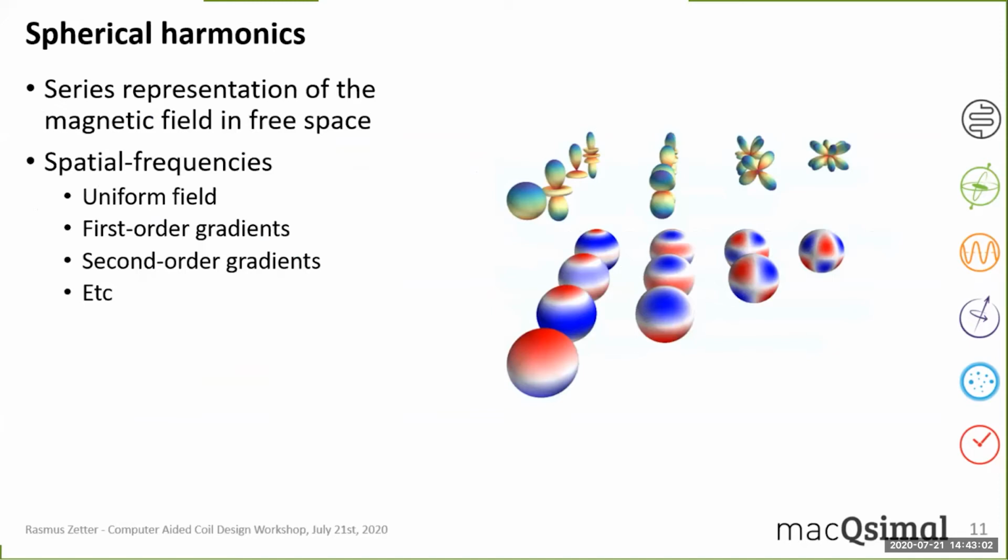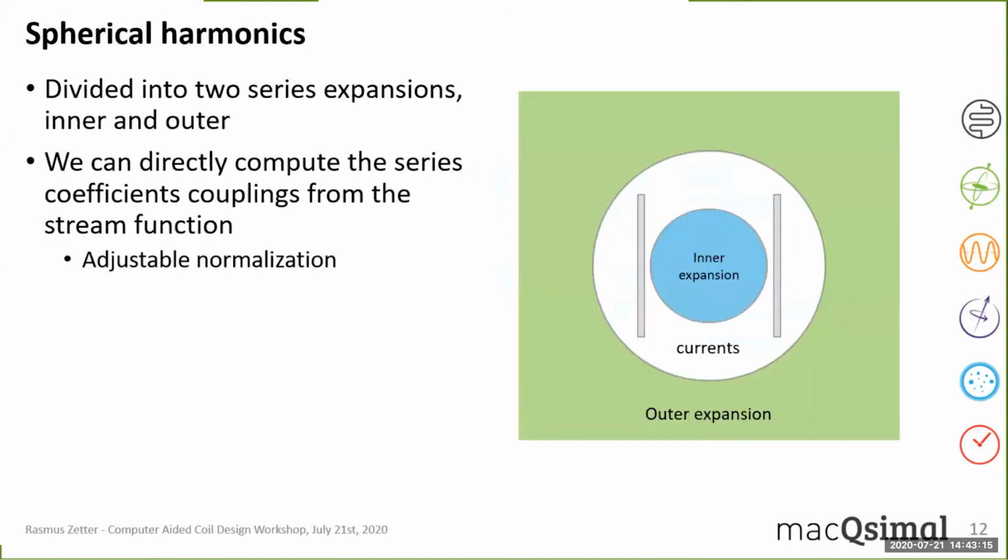We just talked about the series representation of the surface current. Now a series representation of the magnetic field in free space. So again, we have uniform field, first order gradient, second order gradient, and so on. The spherical harmonic series is divided into 2 expansions, the inner expansion and outer expansion. If you look to the right, you can see the inner expansion around the series origin, then a volume where you have your currents, where the series won't converge. And then you have the outer expansion, which goes to infinity, where again the series can describe any magnetic field.